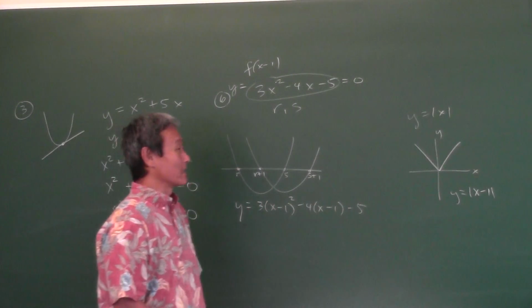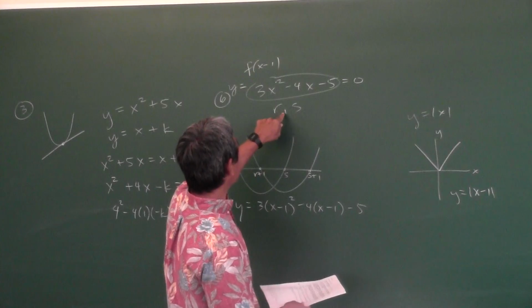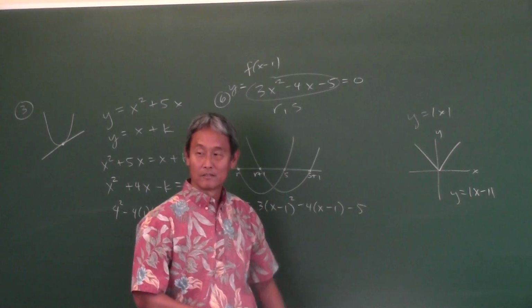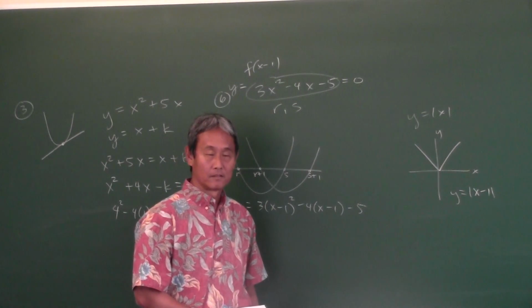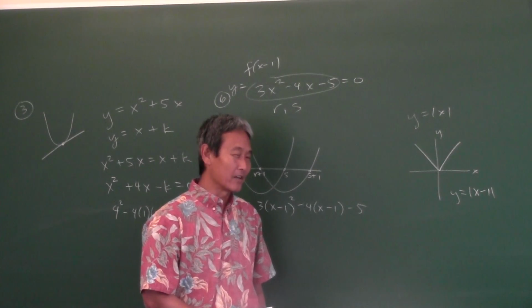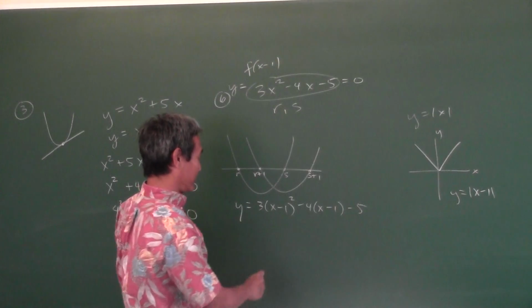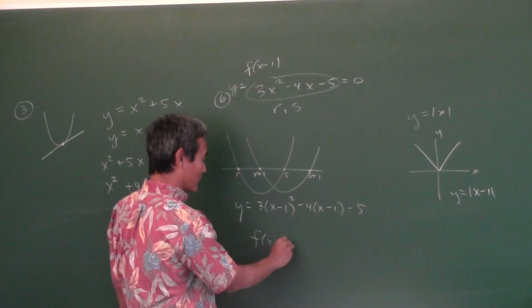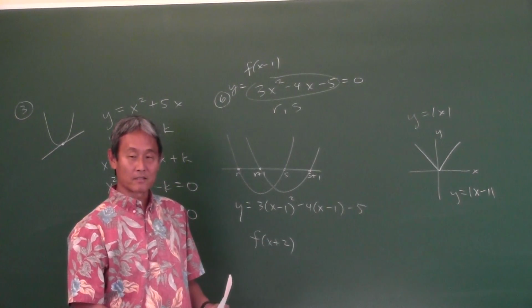So what if on the test I go r minus 2, s minus 2? Then you got to shift it 2 to the left. How do you shift the graph 2 to the left? F of x plus 2. So what you do is you substitute x plus 2 for x.